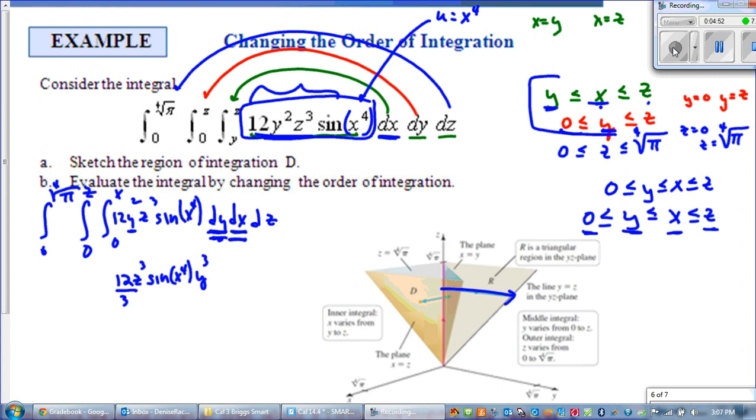So that would just make that 4. And we evaluate that from 0 to x. And then we still have our outer integrals. Okay. Evaluating by letting the y be x, we would have 4z cubed. Now I'm putting x in here, so I'm going to have an x cubed sine x to the fourth. And now when I put 0 in for the y, we would just get 0.